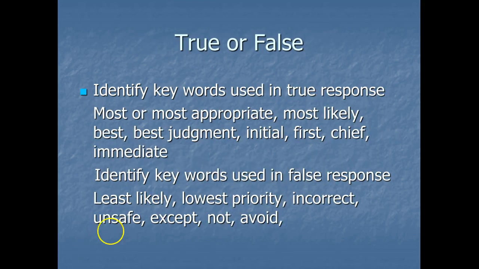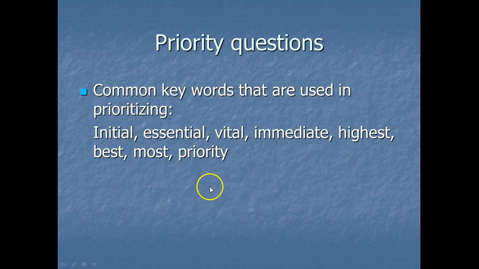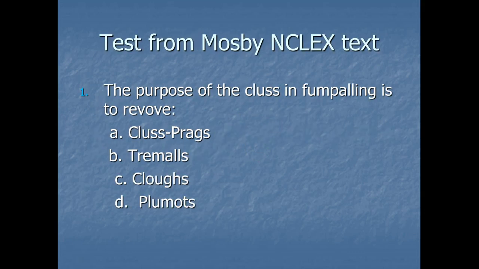True or false questions are usually related in this fashion: most appropriate, to pass. These would be false responses: least likely, lowest. And those again help you zone in on what is important. These are keywords that help you answer the question, usually related to ABCs. Many nursing questions are related to airway, breathing, circulation, so you're going to treat that before you do anything else. So if you see a word like vital or priority, what are you going to do first? Think about airway, breathing, circulation first, and if it's appropriate, your answer may be related to that.